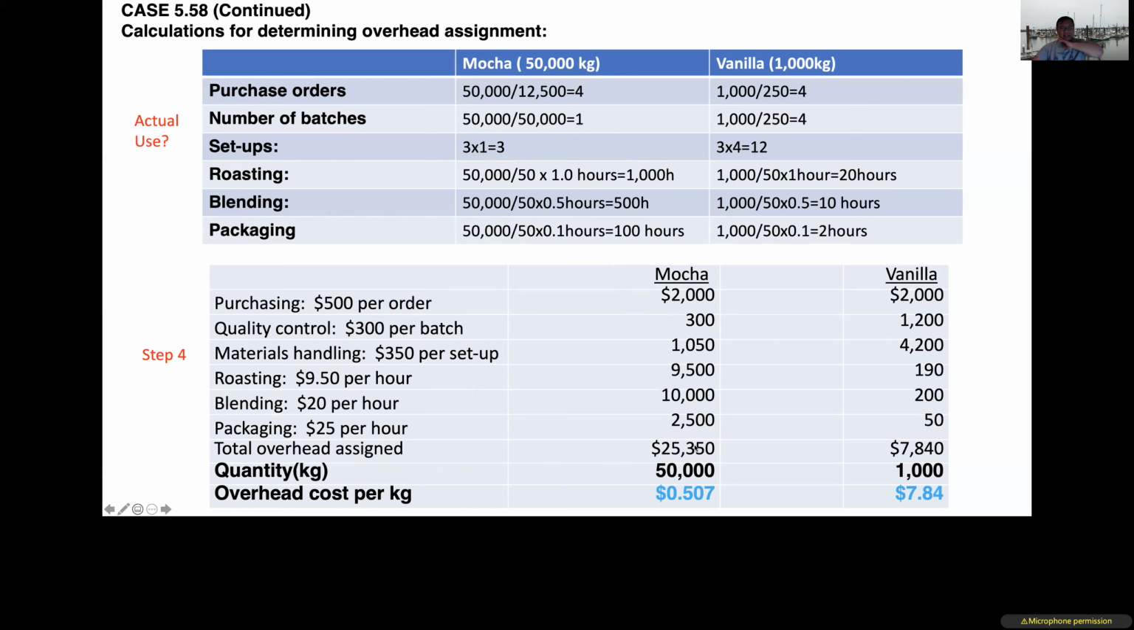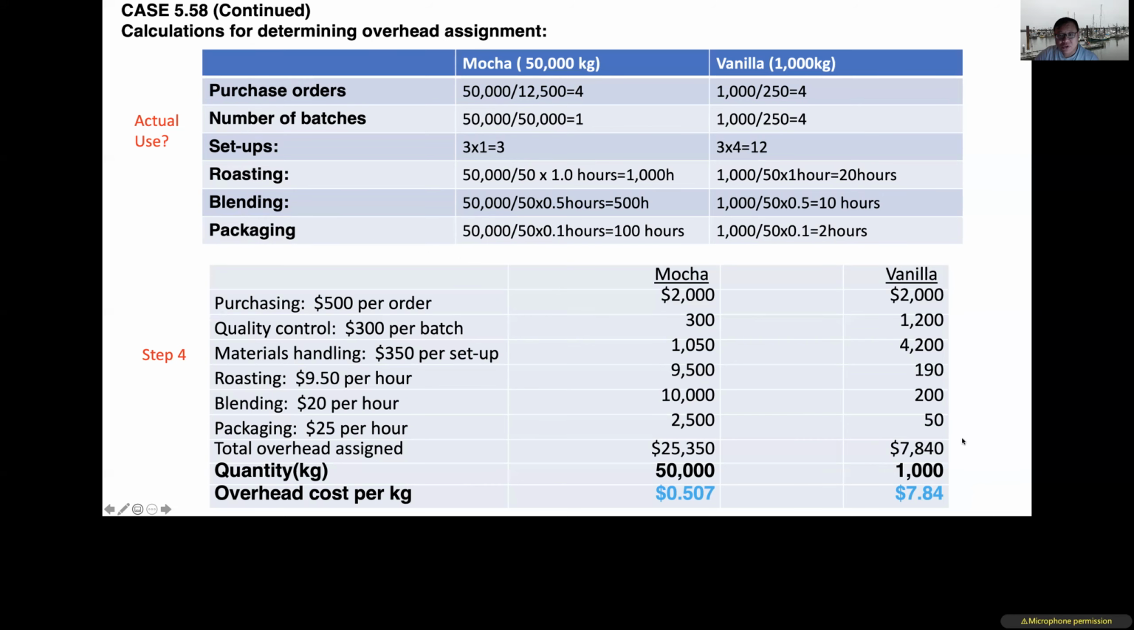So the total overhead I assigned when I add up all the 6 assignments is 25,350 for the Mocha and 6,840 for vanilla. Okay, so I want to figure out the overhead cost per kilogram, per 1,000 grams. So I use the cost divided by 50,000. So I have almost 51 cents, okay? And with a similar idea, the overhead cost per kilogram for vanilla is $7.84, okay?